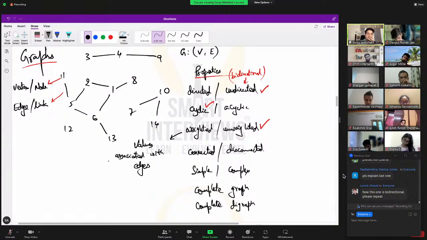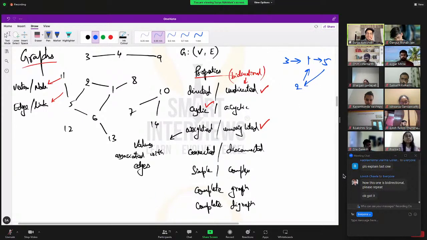Now this one is bidirectional. So bidirectional is basically saying that if you have an edge, then it acts as a movement in two directions. An edge from 1 to 6 is the same as an edge from 6 to 1. Whereas in a directional graph, you will have the directions, like for example, 3, 1, 2, 5, in this manner. An edge from 2 to 1 is not an edge from 1 to 2.